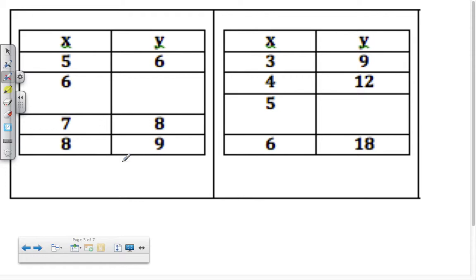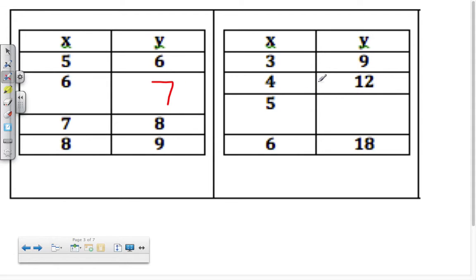Sometimes there's a blank in the table, and you'll want to be able to fill it in by realizing what the pattern is. Well, look, 5 went to 6, 7 went to 8, 8 went to 9. What should 6 go to? Think about it. What's the pattern here? Hopefully you see that the pattern is it gets 1 bigger. It gets 1 bigger. It gets 1 bigger. So 6 must go to 7.